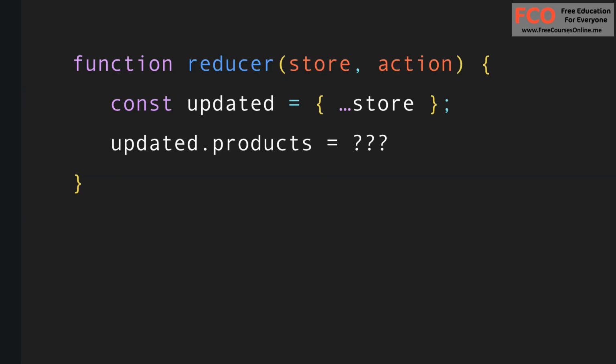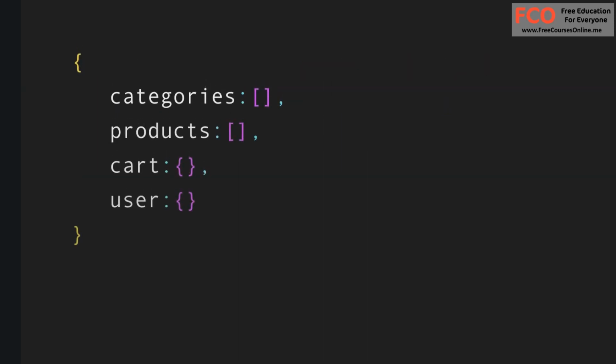Now, this doesn't mean that all the updates are going to happen inside a single function or a single reducer. No, this is just a simplified example. In a real app, our store can have many slices. For example, here we have 4 slices: categories, products, the shopping cart, and the current user. Each reducer will be responsible for updating a specific slice of the store. As a metaphor, think of an organization with multiple departments. Each department should have a manager that is responsible for their own department. They don't have to worry about the other departments.